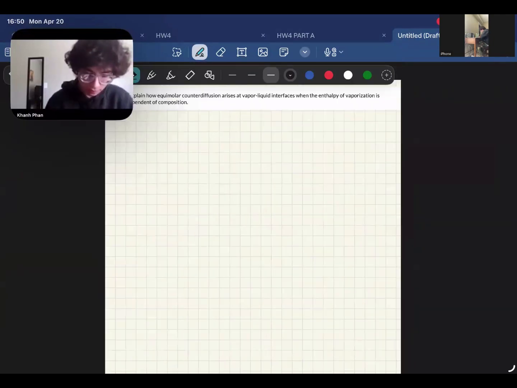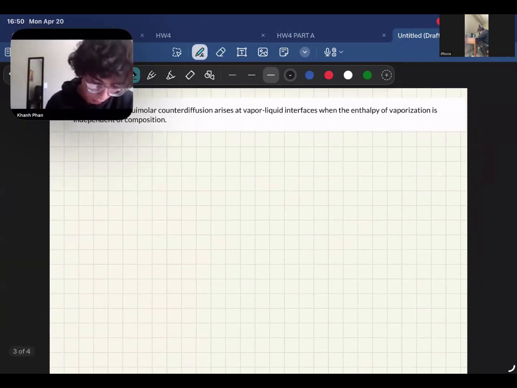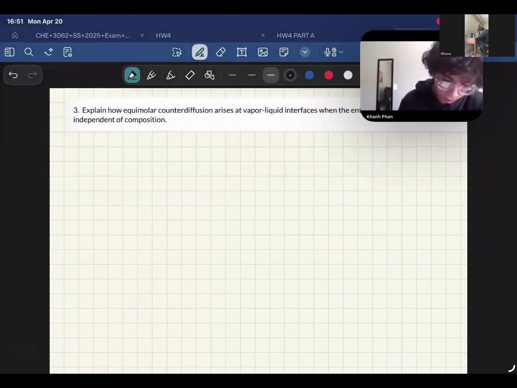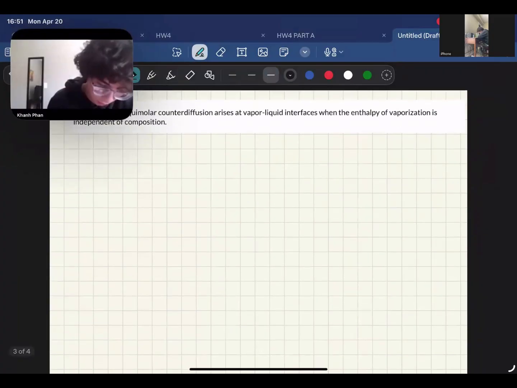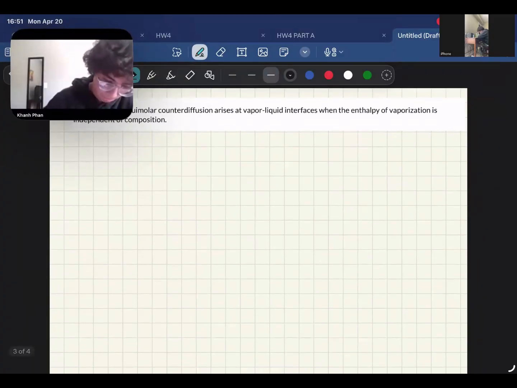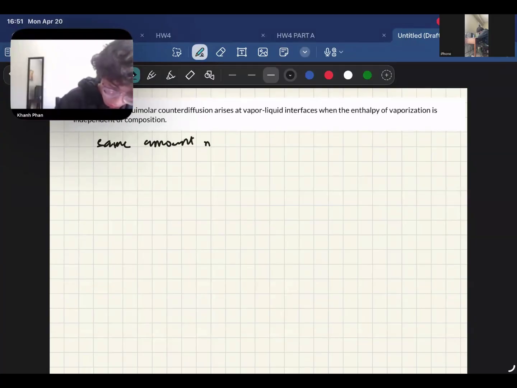And then next, how equimolar counter diffusion arises at a vapor-liquid interface when the enthalpy of vaporization is independent of composition. So now the question is asking, why is there equimolar counter diffusion?